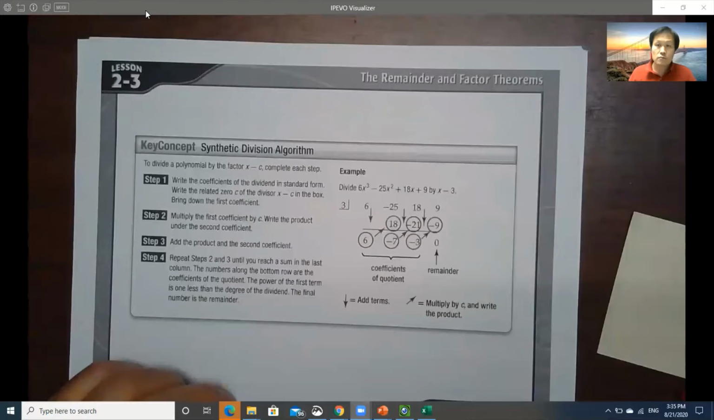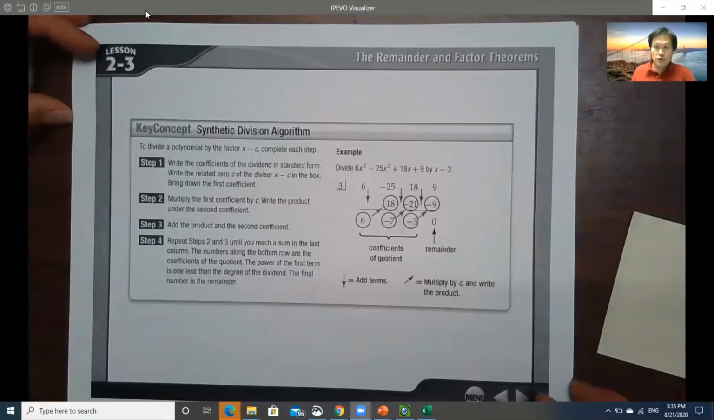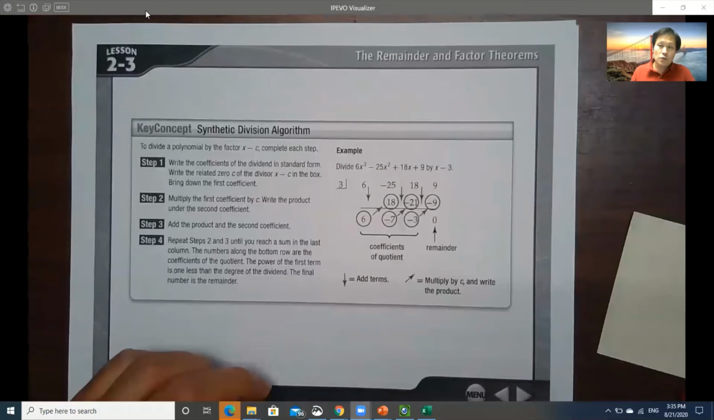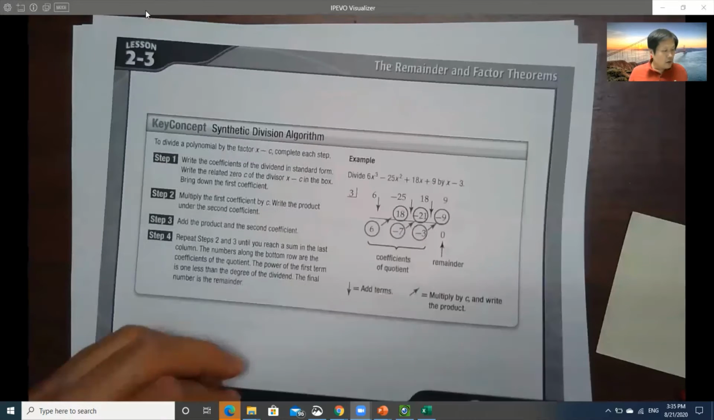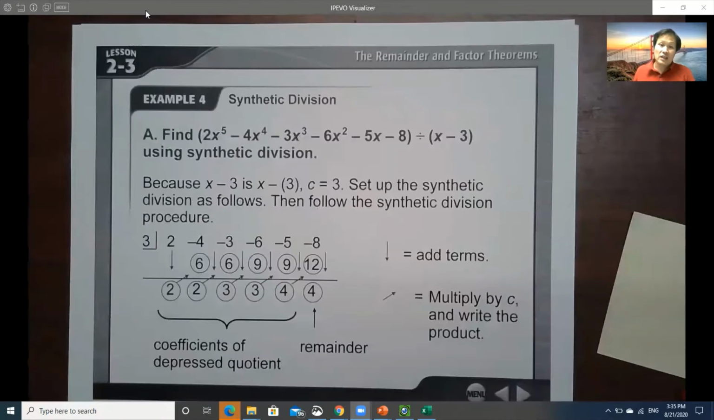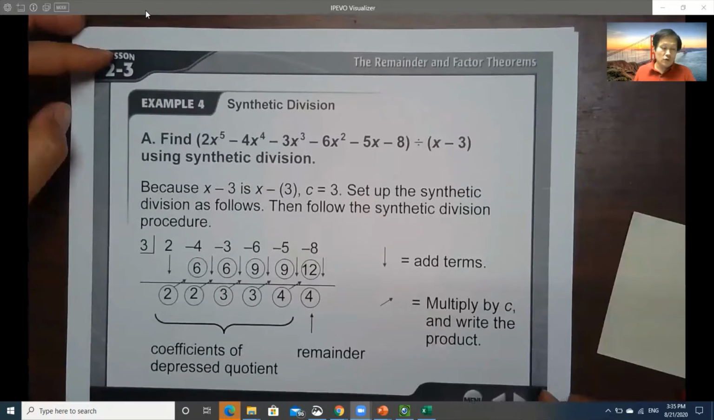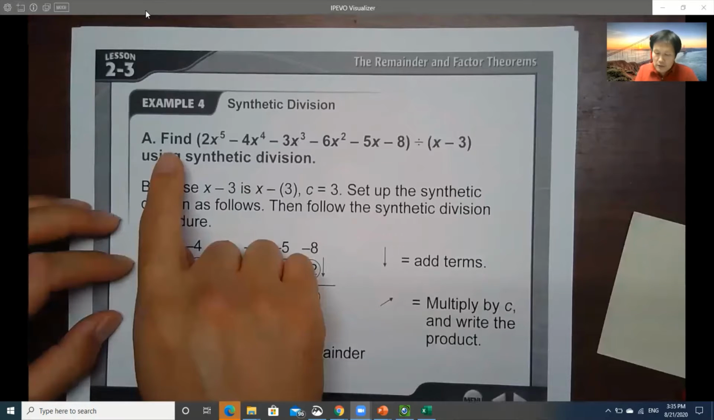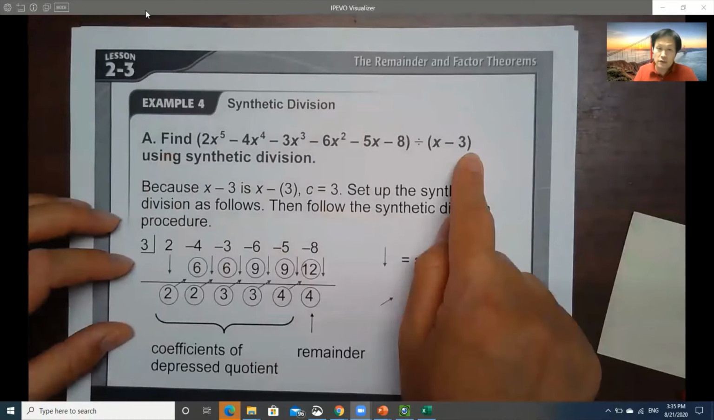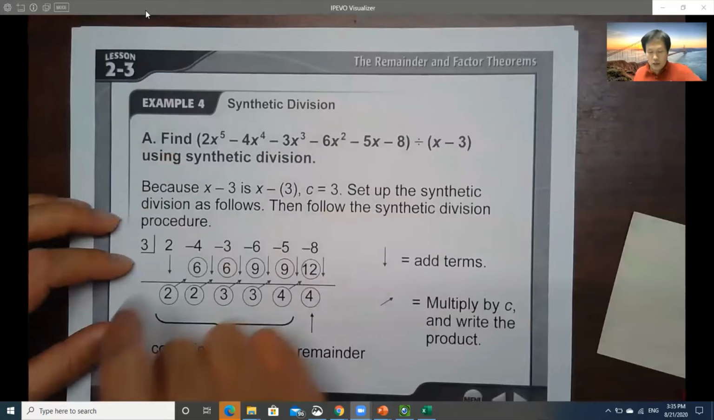Synthetic division. Okay, long division can handle any kind of division. Synthetic division works if the divisor is linear. X has to be first power. It's a limitation, but a lot easier. So I prefer synthetic division over long division. Okay, divide this by this using synthetic division. Let me show you how to set it up.